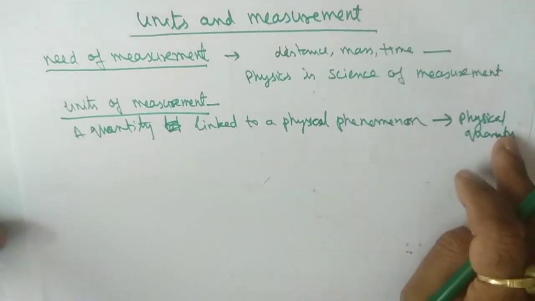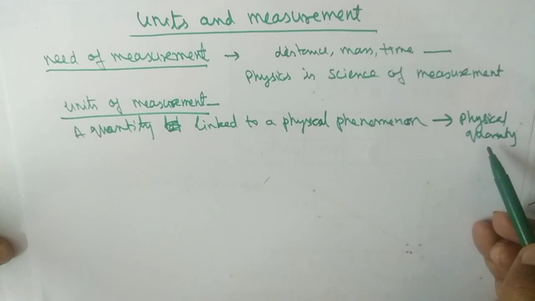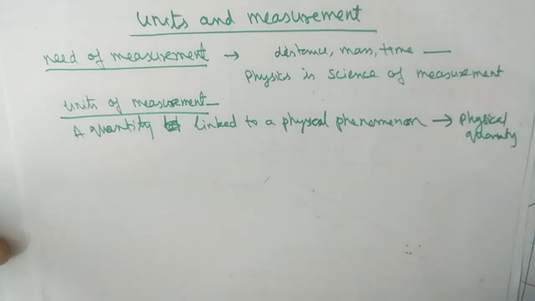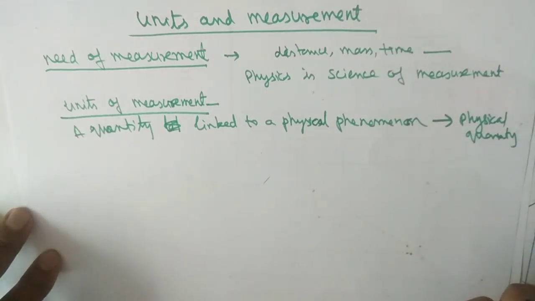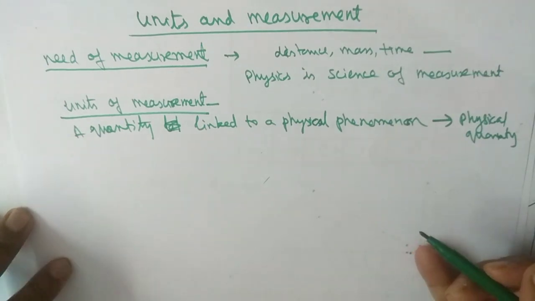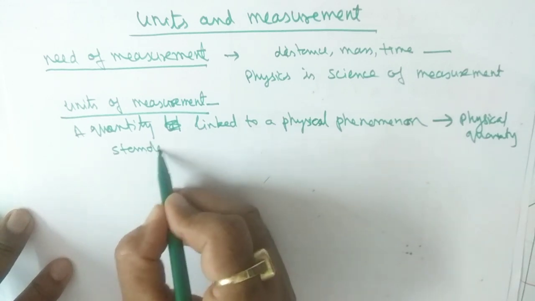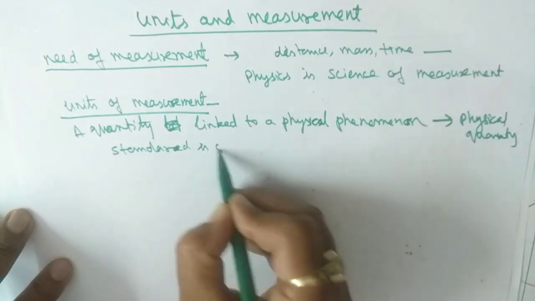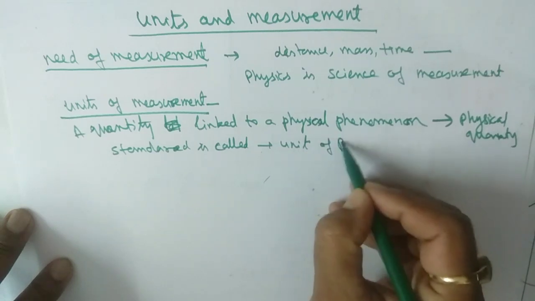In order to measure a physical quantity, we assume a certain magnitude of this quantity as a standard. Nowadays we are using 3 meter, 4 meter, like this, so meter is the standard. Or suppose we are taking 1 hour, 2 hours, so hour is the standard of time. This standard we have to use, and we call this standard the unit of that physical quantity.